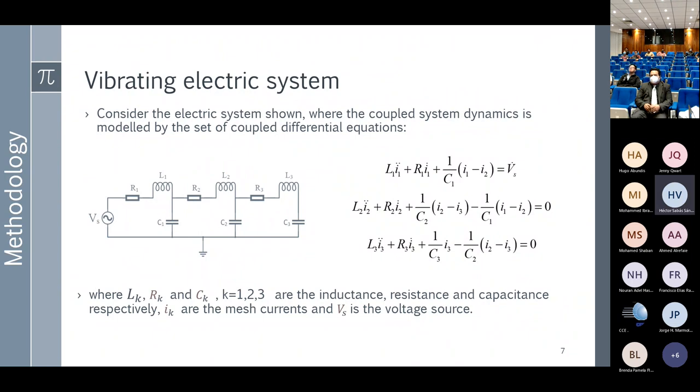About the vibrating electric system, consider the one that is shown in the picture, where the coupled system dynamics is modeled by the set of coupled differential equations, where L, R, and C are the inductance, resistance, and capacitance, respectively. k takes values between 1 and 3, and i sub k are the mesh currents, and v sub s is the voltage source.